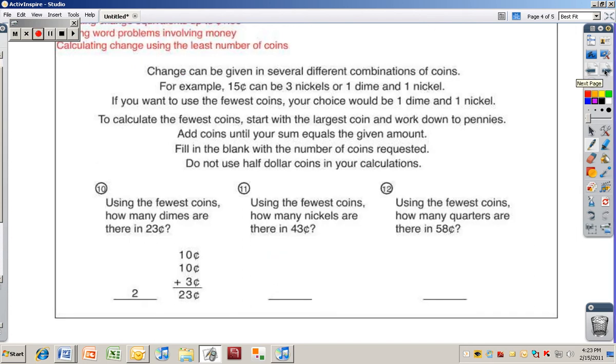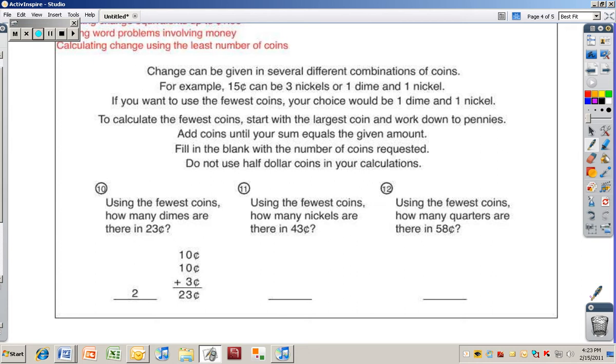Okay, this next part you're going to do differently than what you see on the screen. So do not pay attention to the way that they're showing you to do it. I'm going to teach you a different way. Change can be given in several different combinations of coins. For example, 15 cents can be 3 nickels or 1 dime and 1 nickel. Or you could give 15 pennies, right?